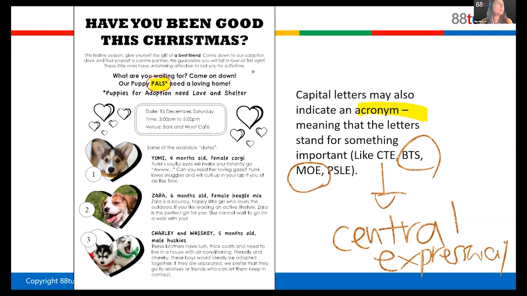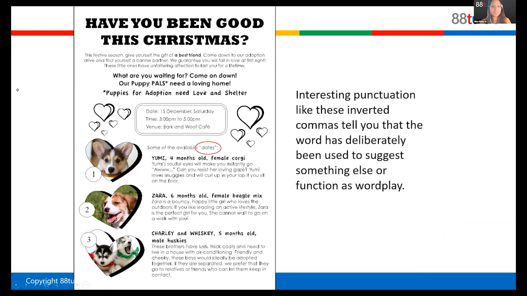Another thing that you will see sometimes is inverted commas, open and close, like the word "dates", right? That's open and close. Why? Because this is an interesting punctuation. They use this because they want to tell you that the word has been deliberately used to suggest something else. It's wordplay, meaning it's used to mean something else. So here the "dates" does not mean the calendar date, like 15 January. It means something else, a double meaning. So they put quotation marks. Can you tell me what this date means?